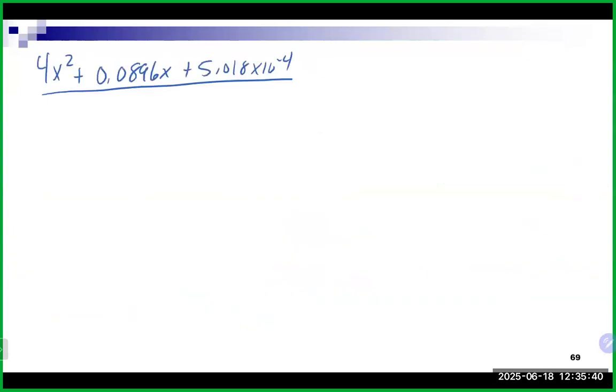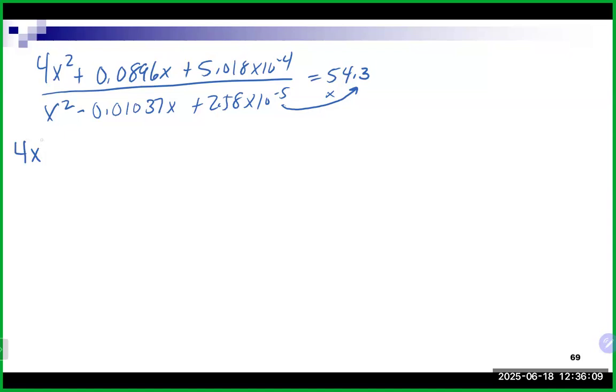And on the bottom there, x squared minus 0.01037x plus 2.58 times 10 to the minus 5. That's going to equal our 54.3. At this point, we need to take whatever's on the bottom and multiply it to the other side. So we're just going to take everything there and move it. Up on top doesn't change, so I'll just recopy what's on top there.